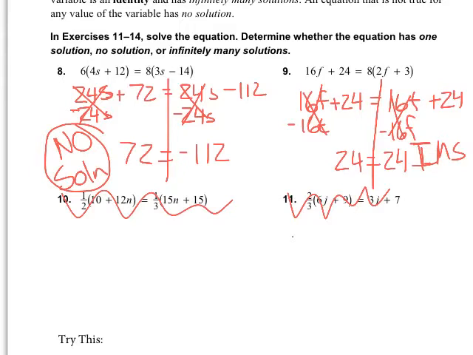Basically what this is telling us, guys, is on number 8, any number you could imagine to put in for s would not make the equation true. There's absolutely nothing that I could plug in for s that would make that equation true. That's what no solution means. On number 9, infinitely many solutions means absolutely any number I could think of, if I plugged it in for f, the equation would be true. Anything.